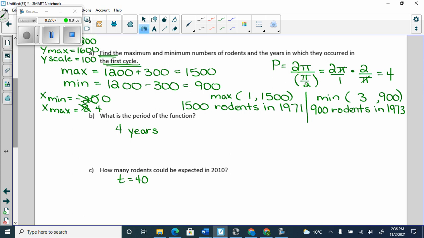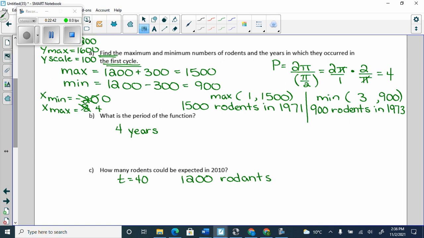So I need to go to my window and I need to make my x max be at least what? 40. I'm going to go 45 because I'm a rebel without a cause, obviously. So then I go second trace value. And we're going to see a whole bunch of these happening, right? 10 to be exact, because every 4 years it's cycling. And I go 40, and I get 1,200 rodents.